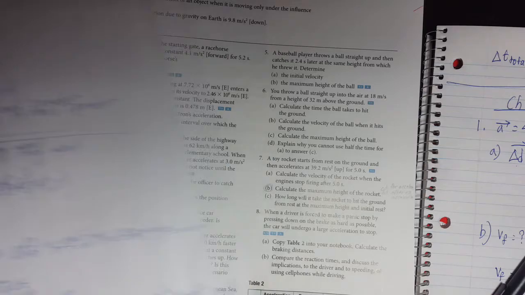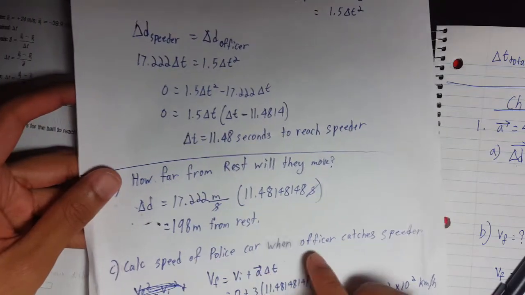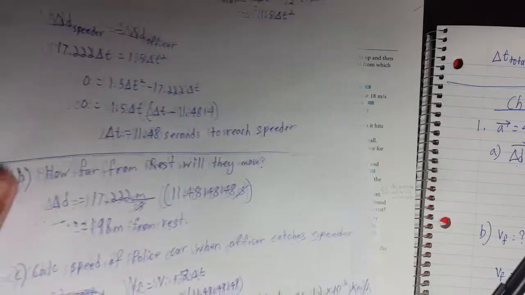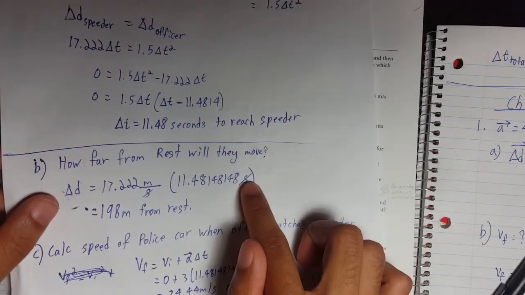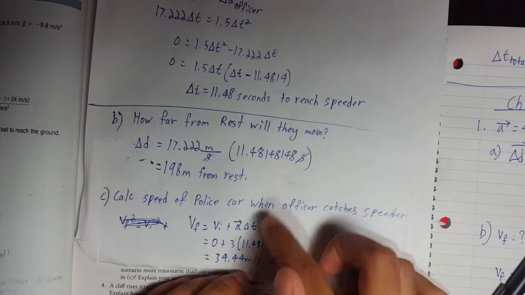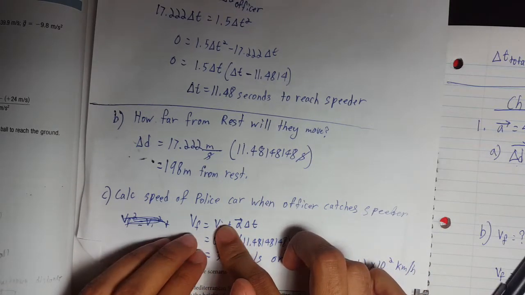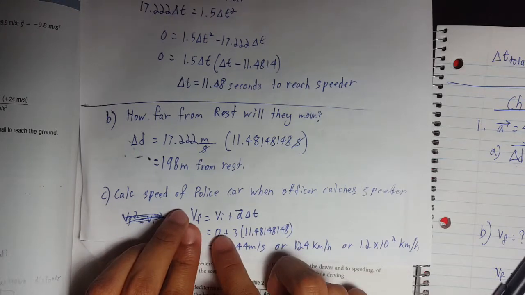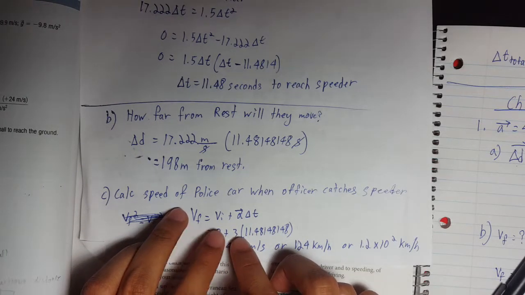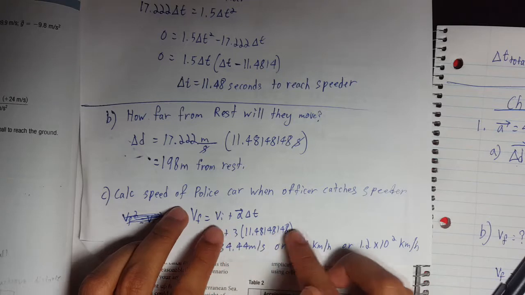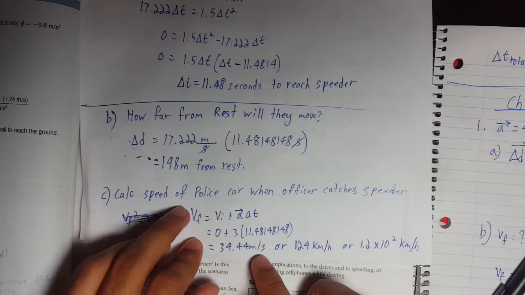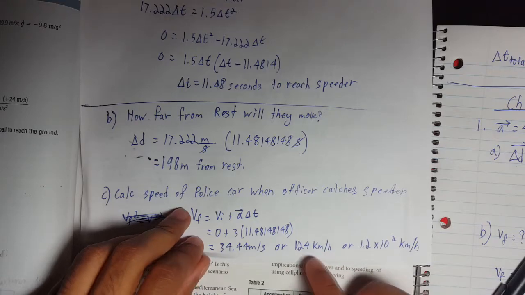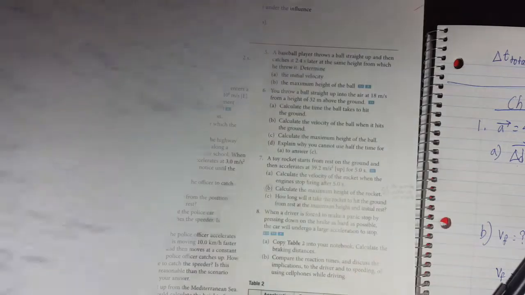So now the question is asking you to calculate the speed of the police car when the officer catches the speeder. Since this is the time it takes to catch the speeder, you have the time, you have the acceleration, and you have the initial velocity. So you can calculate the final velocity using this equation. The initial velocity is 0 plus 3, which is the acceleration, times the time, and you end up getting 34.44 meters per second. Or if you convert this to kilometers per hour, it's 124 kilometers per hour.